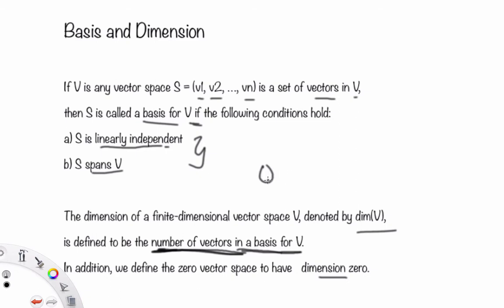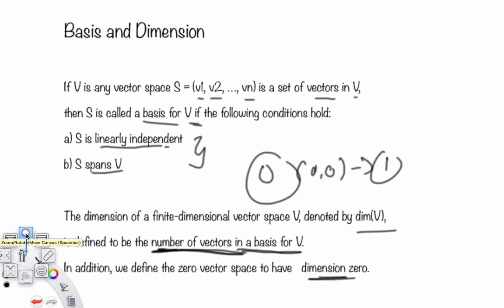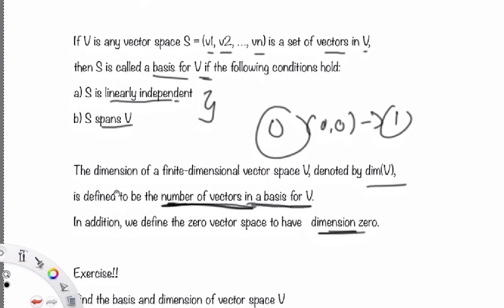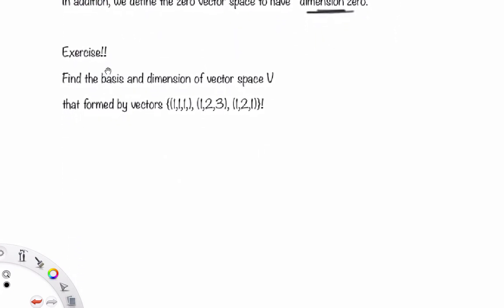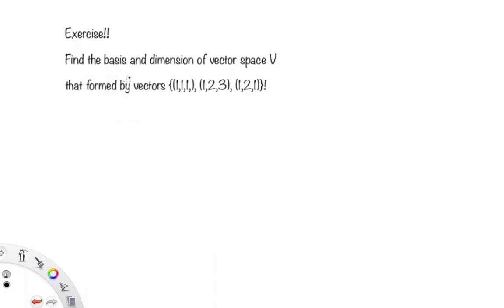So the zero vector space here doesn't mean that we have a 0, 0, because that would refer to one dimension. So dimension 0 is really the zero vector space. Yeah, maybe it is difficult to understand, but I will give you an example to make it easier to understand, and then we will start this exercise.